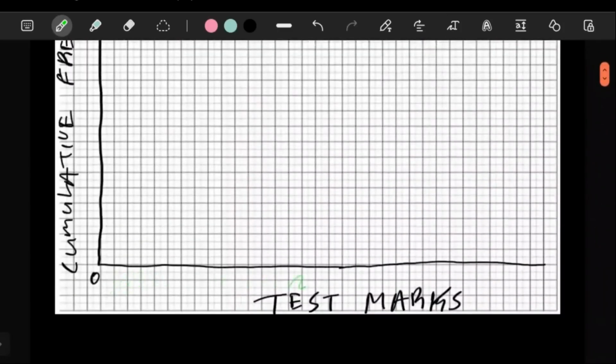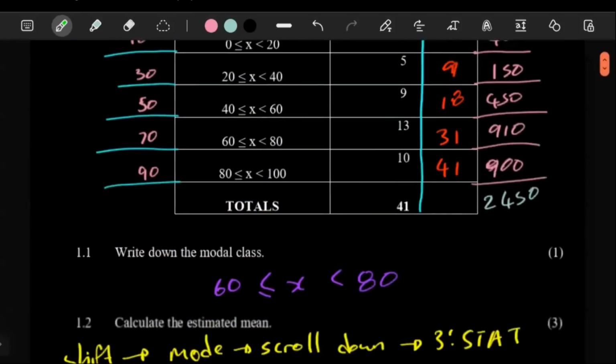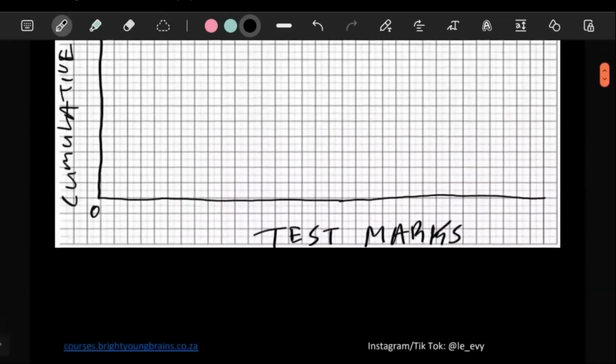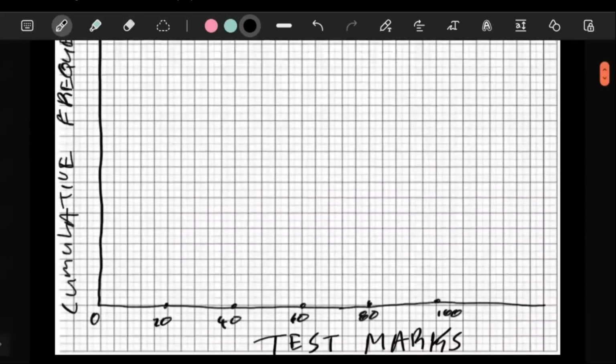The test marks, you're going to put them down here. We can see they went all the way to 80 and 100, and they are going in 20s. So we can sort of divide this whole thing into 5. For every 5 we have 20, and then another 20, then another 20. Wait, let's see, 3, yeah, there we go. And then we have another one here, 100. There we go.